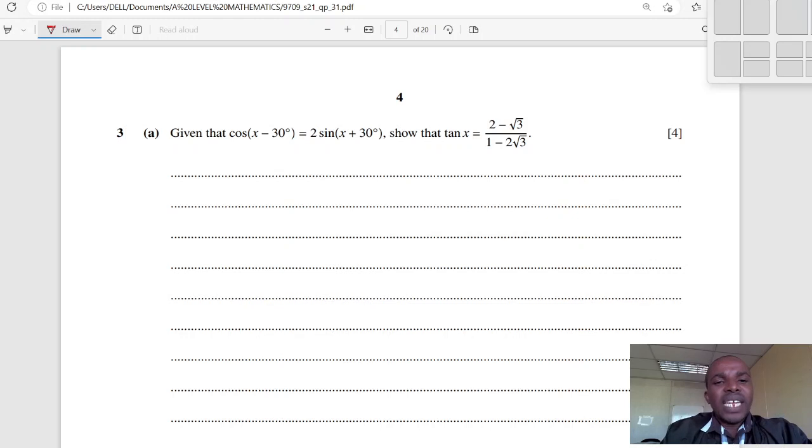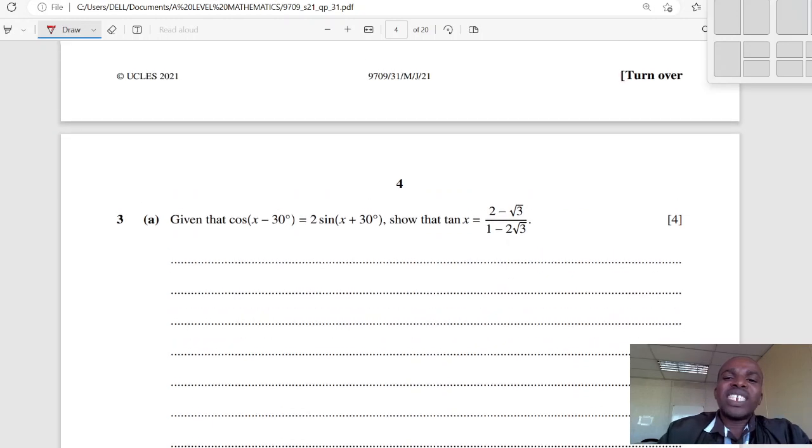Right, question number 3. Given that cos(x minus 30) equals 2 sin(x plus 30), show that tan x is equal to this one. The tan x identity is there in the formula booklet: sin x over cos x. So we have to make sure that my denominator is reduced to cos x and my numerator is reduced to sin, so that I can get my tan.